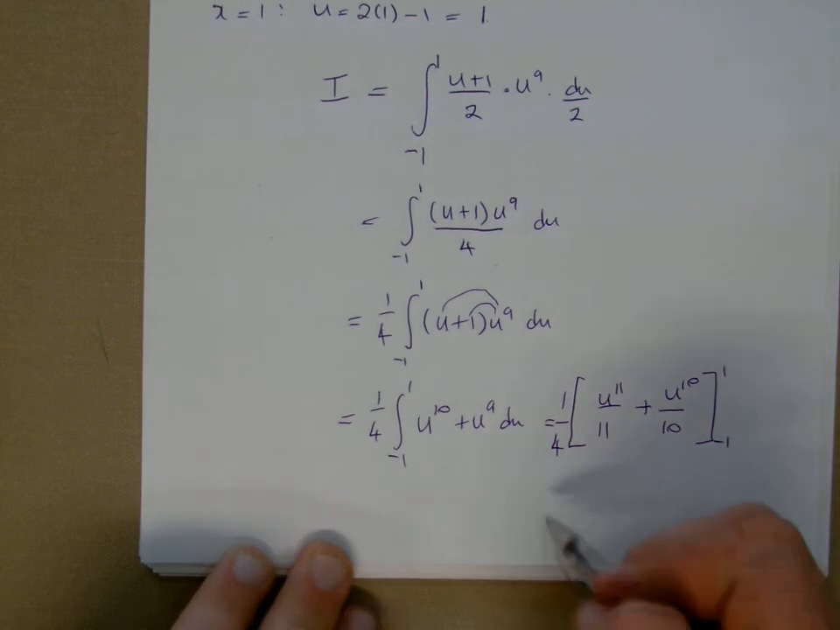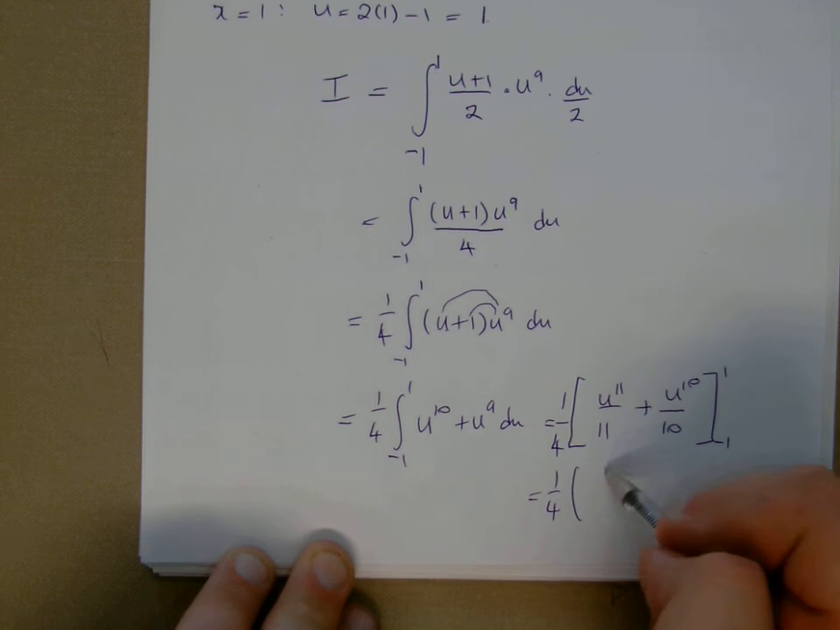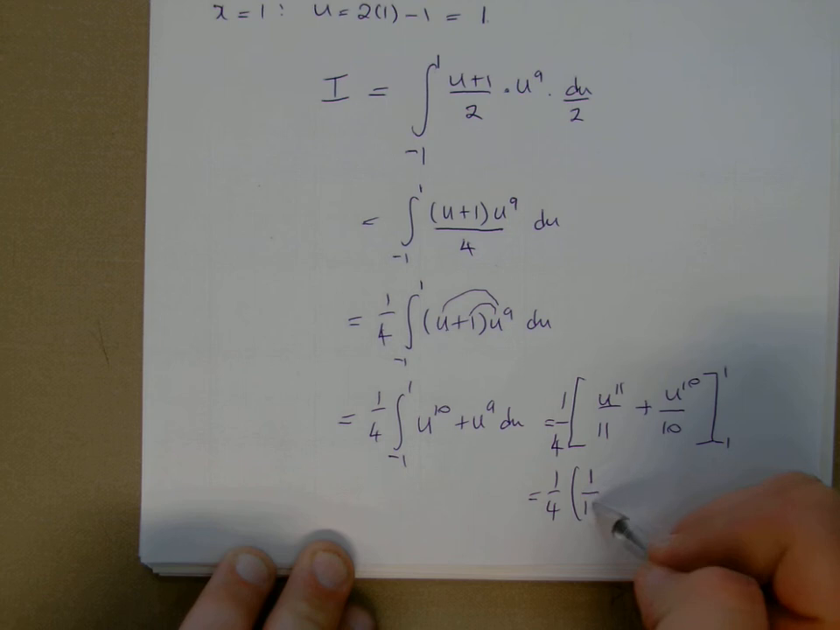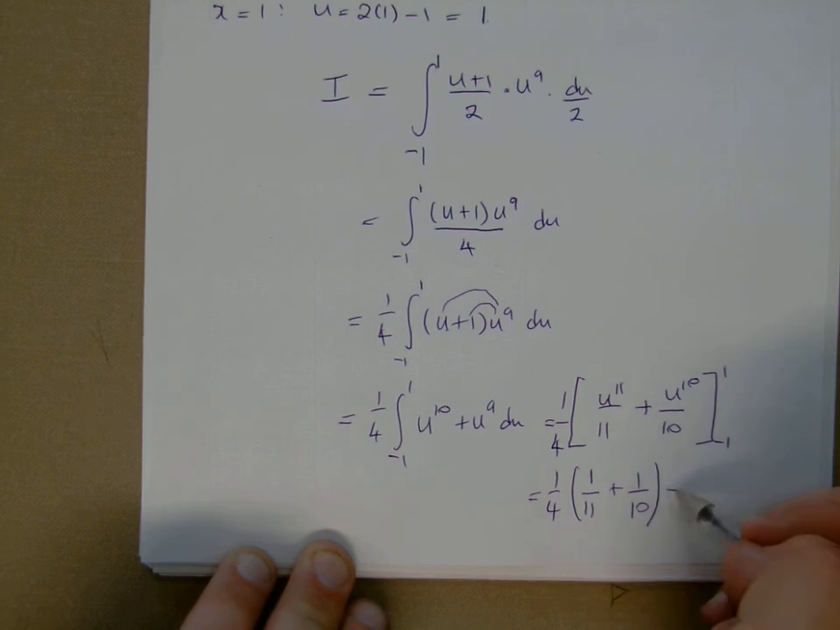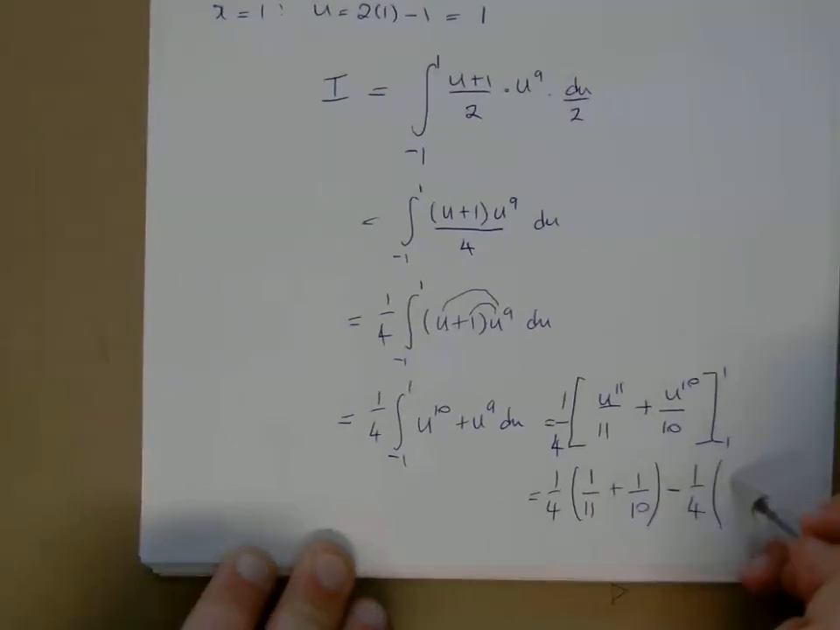And to finish off, you just put the limits in. So you put 1 in. Now what's good about 1 is 1 to the power 11 is just 1, isn't it? You don't need to put power 11 because it's just going to be 1. And 1 to the power 10 is just 1. So you put the upper limit in, and then you take away the lower limit. So put the lower limit in. Remember the quarter, don't forget that. And then put minus 1 in there.